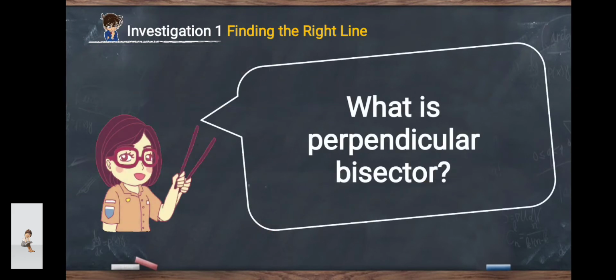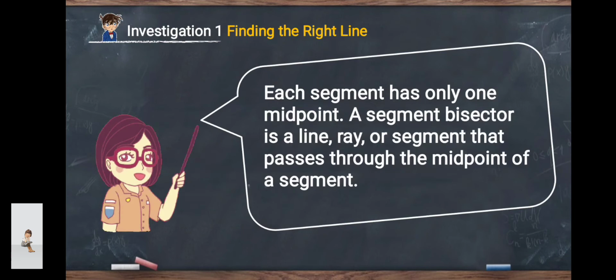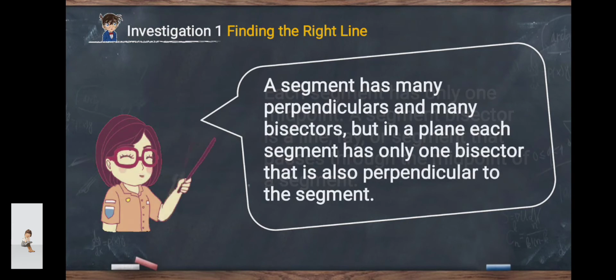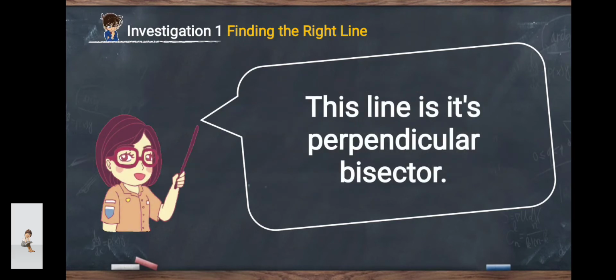What is perpendicular bisector? Each segment has only one midpoint. A segment bisector is a line, ray, or segment that passes through the midpoint of a segment. A segment has many perpendiculars and many bisectors, but in a plane, each segment has only one bisector that is also perpendicular to the segment. This line is its perpendicular bisector.